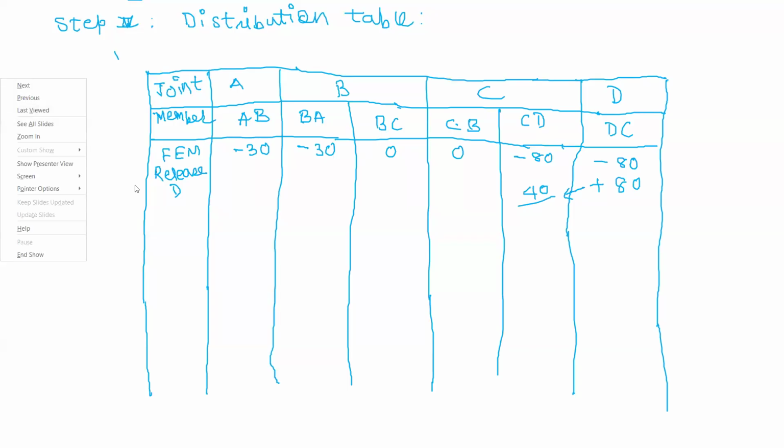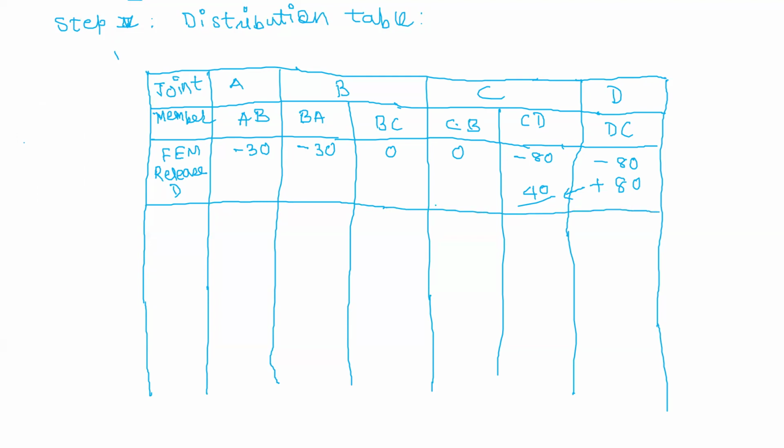So now we will go with total moments. So we have total moments. This will be minus 30, minus 30. Then we have 0, we have 0. This will be minus 40 and 0. Then we have distributed moment.